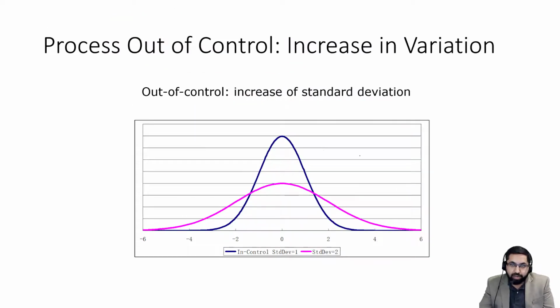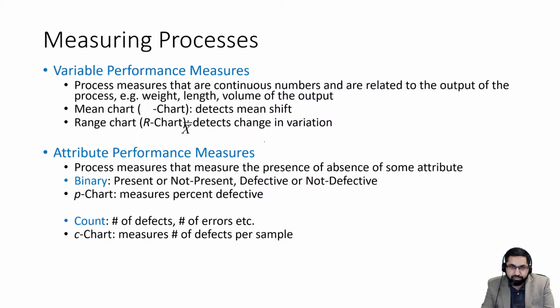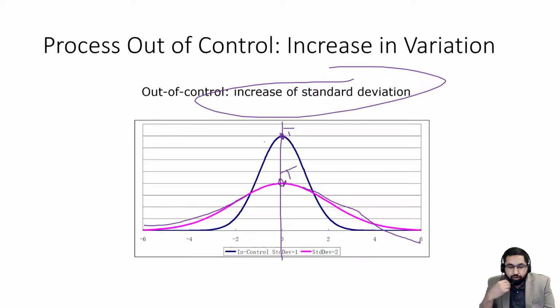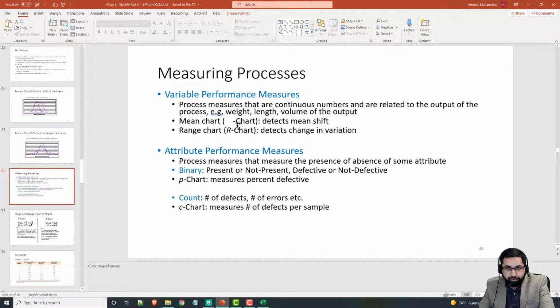The second thing that could happen could be an increase in variation, which is measured by standard deviation or range. So the process is centered at the same target value as before, but the process is now having a lot more variability, and so the variation has increased, but not the target value. Or in other words, the process is still centered correctly on the target value, but the variation has increased. Okay.